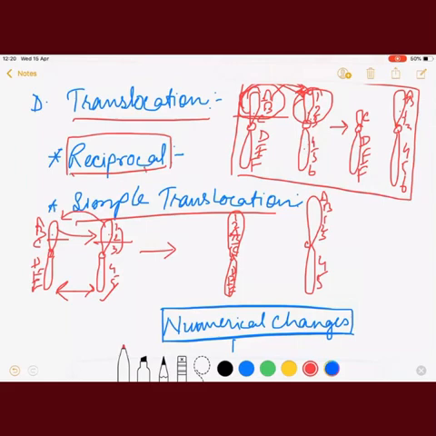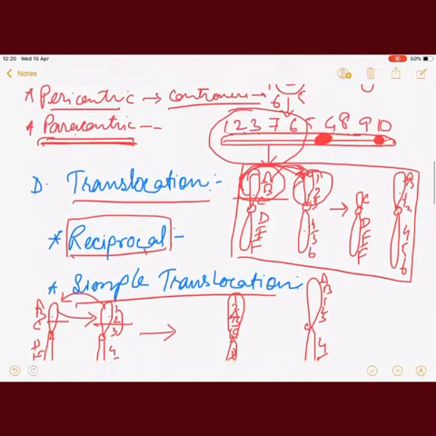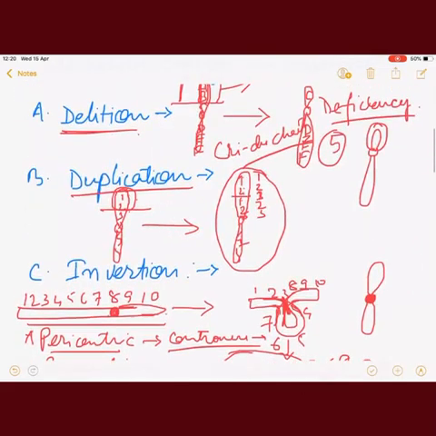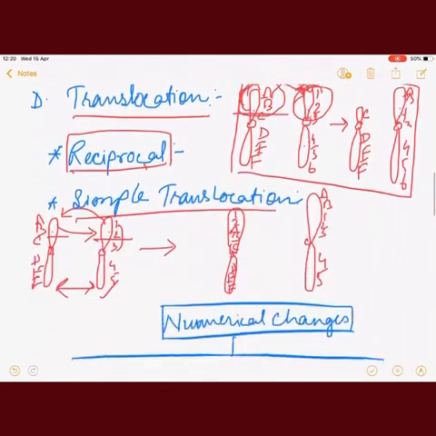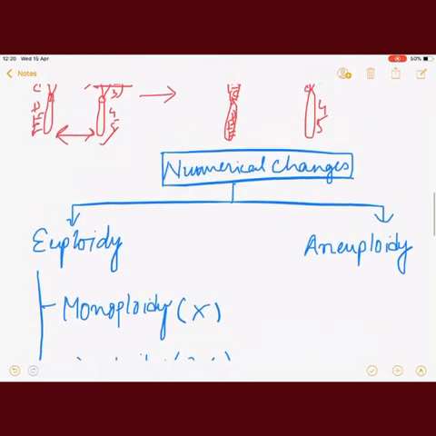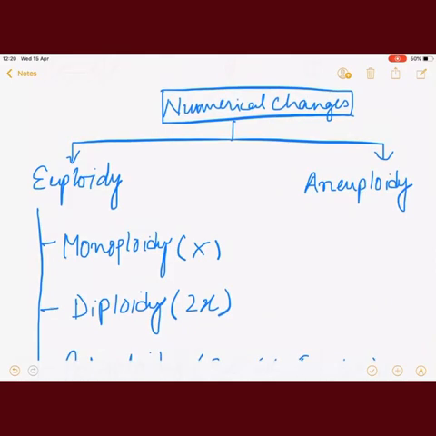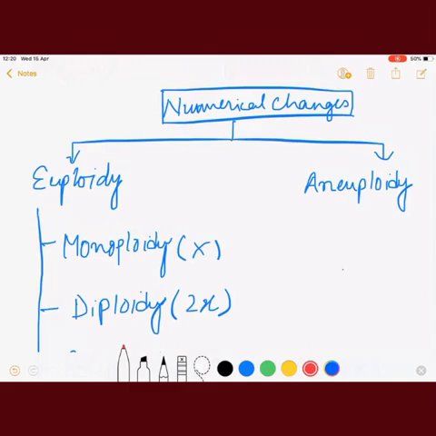So, this is about the structural changes in chromosomes that we covered: deletion, duplication, inversion and translocation. They all will cause some disease in the organism. Now, come to the numerical change in chromosome. Numerical change is something different, where the number of chromosomes gets altered. How does the number change? This can be euploidy or aneuploidy.